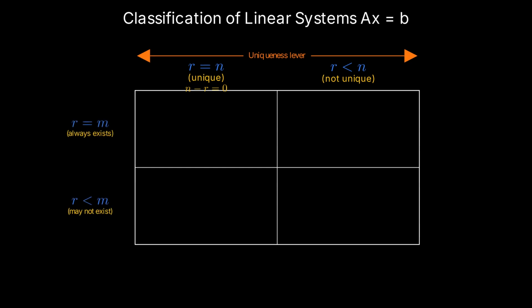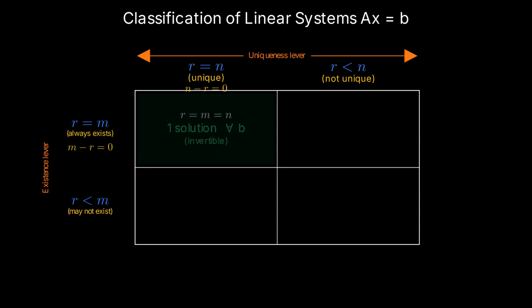variables. The other axis asks, does R equal M? This is the existence lever. When yes, M minus R equals 0, meaning no conditions on B. Let's fill in the 4 cells. Top left, R equals M equals N. There's exactly one solution for every B. This is the invertible case.